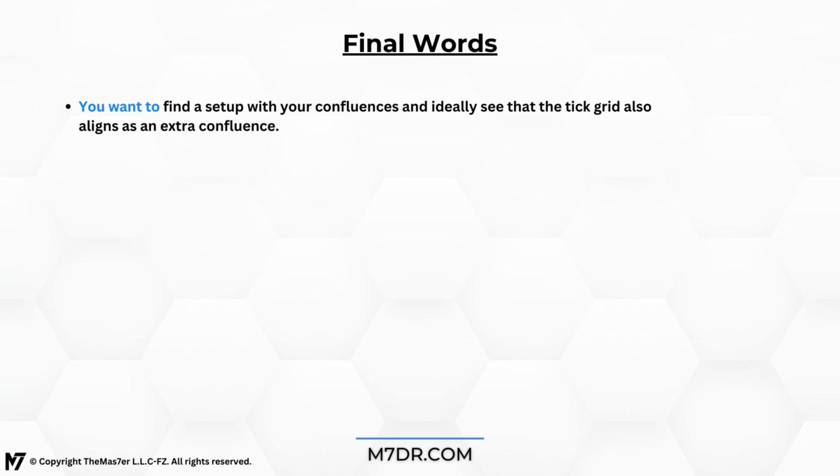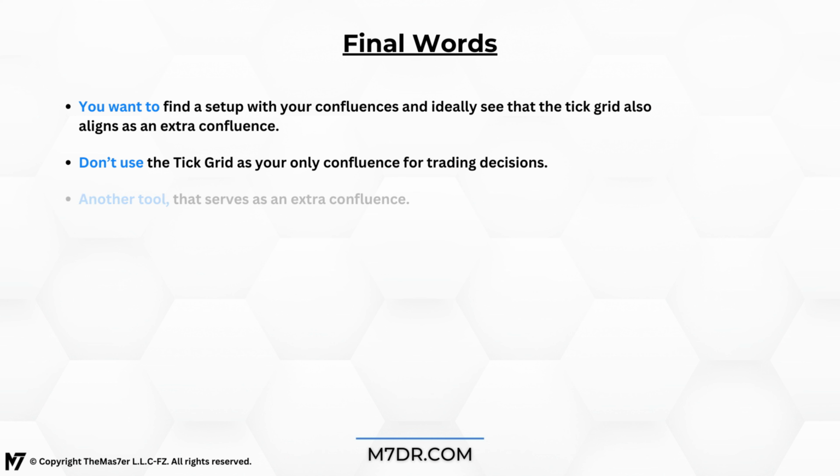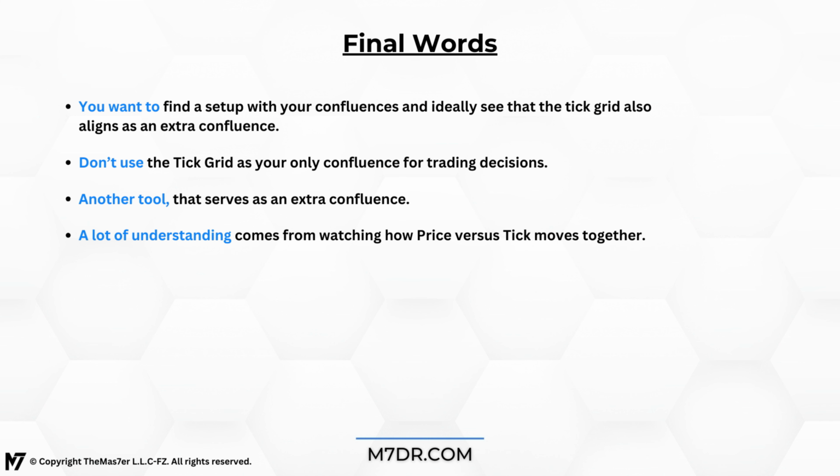So basically you want to find a setup with your confluences and ideally see that the tick grid also aligns as an extra confluence. Don't make it all dependent on the tick grid. It's not the holy grail, it's again just another great tool which should serve as an extra confluence. A lot of understanding comes just from watching how price and tick grid move together. It should just be used as an extra tool.